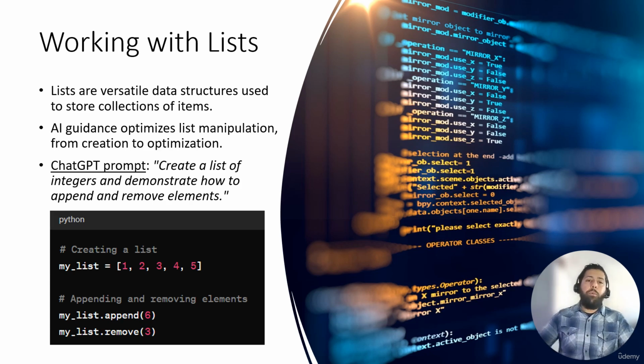Okay, so look at the example here, the prompt that we sent to ChatGPT. So if we want to focus on AI guidance here, you're going to want to prompt AI properly with the appropriate information. So here what we're going to do as an example, we're going to ask ChatGPT to create a list of integers and demonstrate how to append and remove elements. Okay, so we're asking for a basic list creation, and then additionally, we also want it to append and remove elements within a list. You can basically take out some elements, you can input some elements.